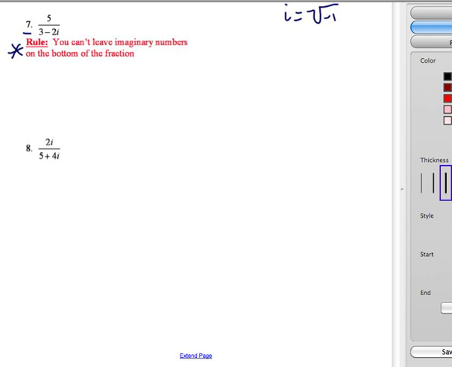So remember, this is number 7. The conjugate of 3 minus 2i would be 3 plus 2i. So we're going to multiply top and bottom by 3 plus 2i. So on the top, we have 15 plus 10i. And on the bottom, we have to FOIL. 3 times 3, 9. 3 times 2i is plus 6i. Negative 2 times 3 is minus 6i. Negative 2i times positive 2i is minus 4i squared.